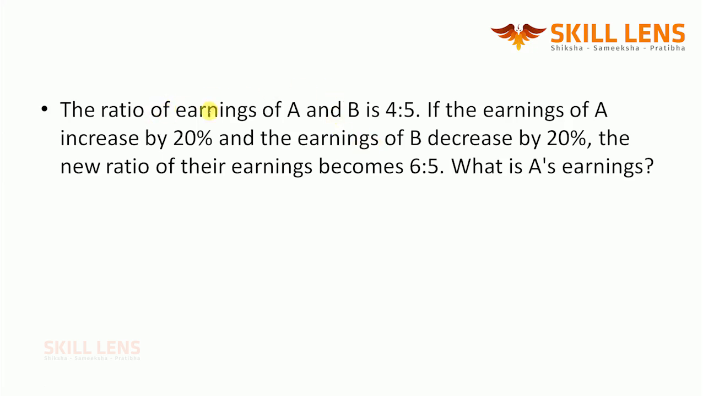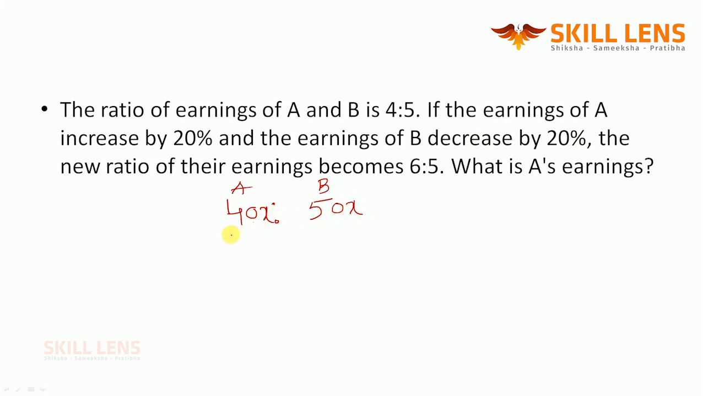The earnings of A and B are in the ratio 4:5. There are two persons, A and B, and their earnings are in the ratio 4:5. If the earnings of A increased by 20% and the earnings of B decreased by 20%. So let's take the values 40 and 50. But these are not actual values, these are percentages essentially. So to avoid confusion, let me put 40x and 50x here.